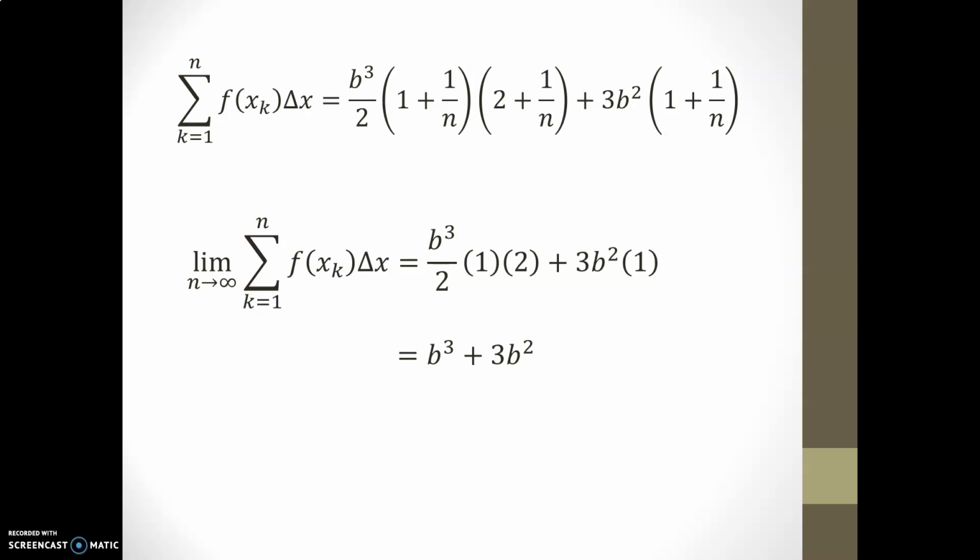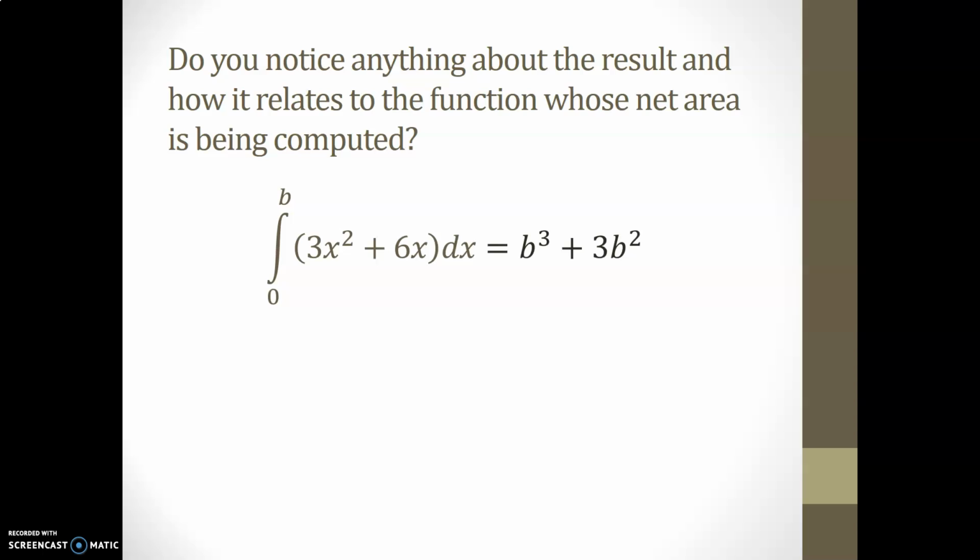So in other words, the entire result of our definite integral, which we calculated through a Riemann sum, from 0 to b of 3x squared plus 6x, is equal to b cubed plus 3b squared. So I'm wondering, do you notice anything about the result, b cubed plus 3b squared, and how it relates to the function whose net area was being calculated, which is 3x squared plus 6x? So is that link even possible to find?